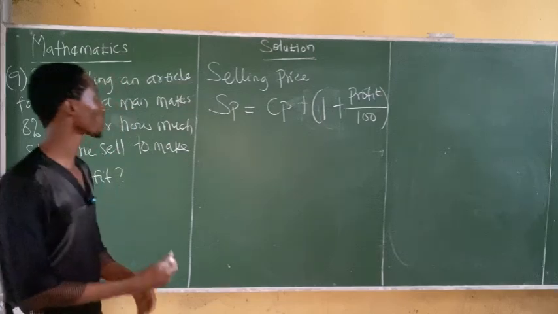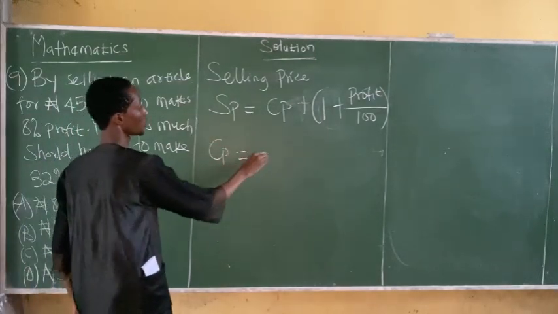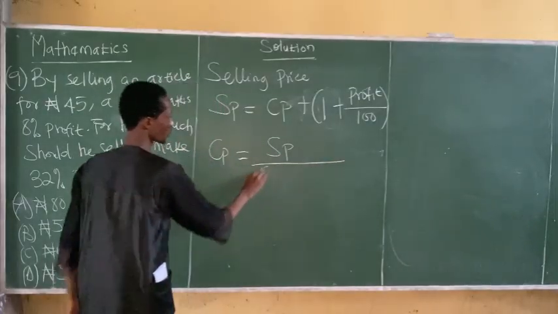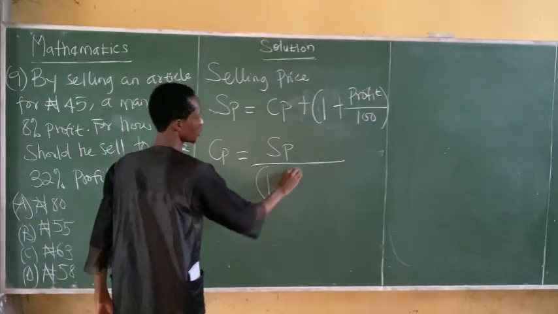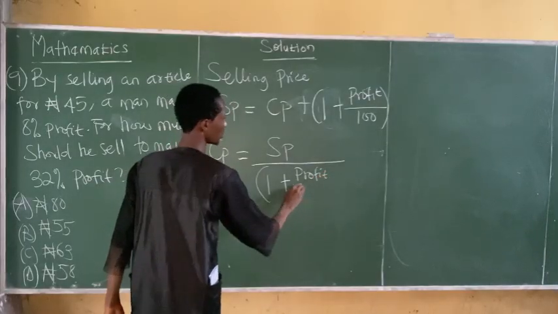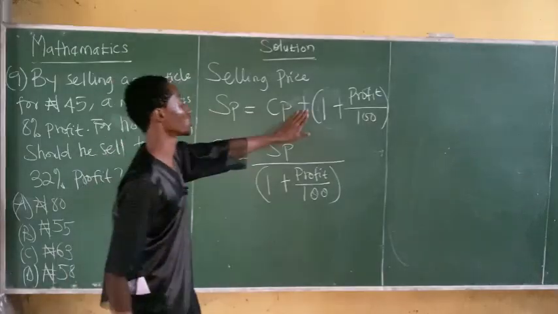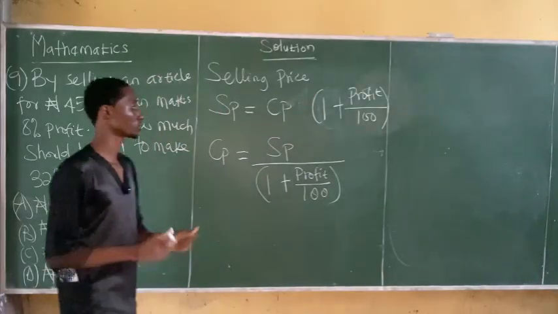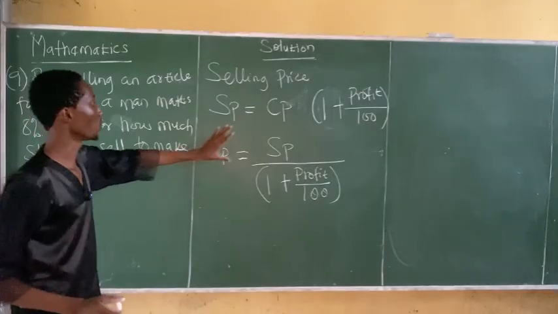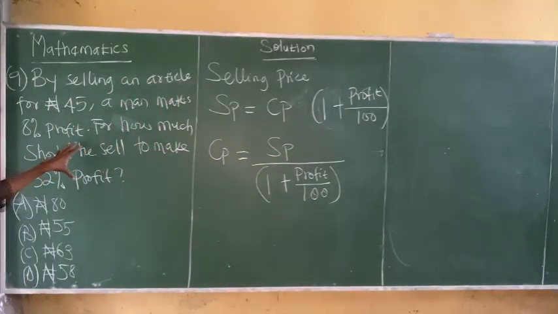So if we make cost price the subject of formula here, we have that CP is equal to the selling price divided by 1 plus the profit divided by 100. Sorry, this is multiplication. This is the selling price and this is the cost price. So we have these 2 formulas. These are the formulas we're going to use to solve this question.